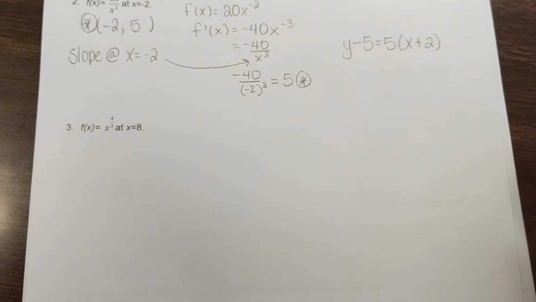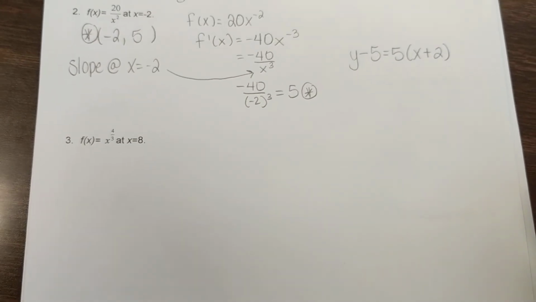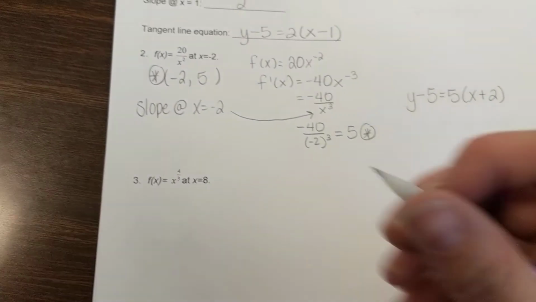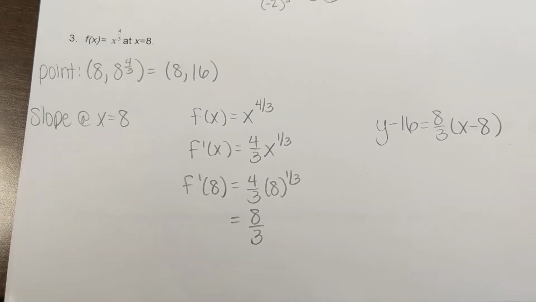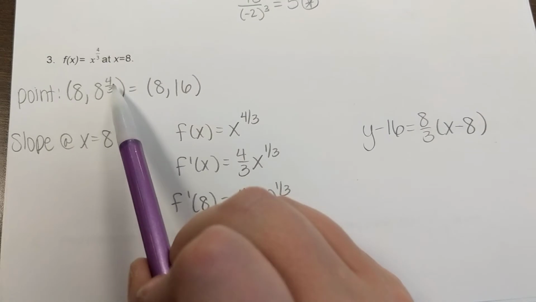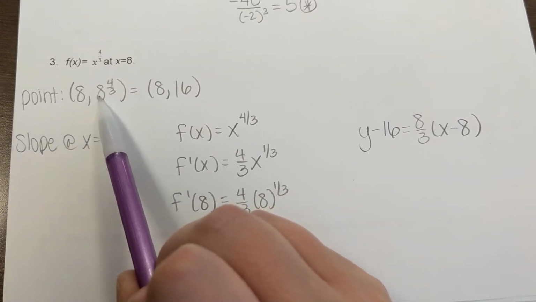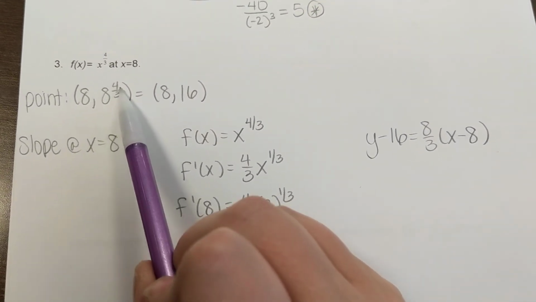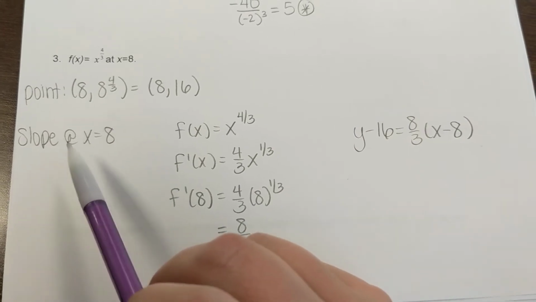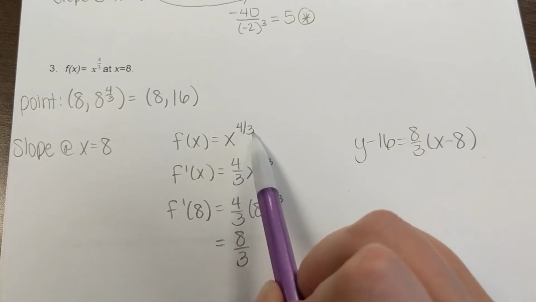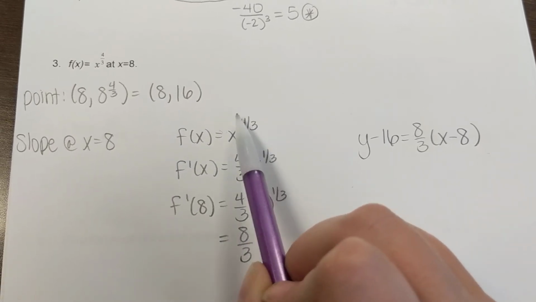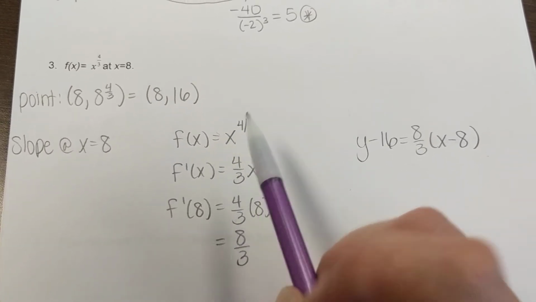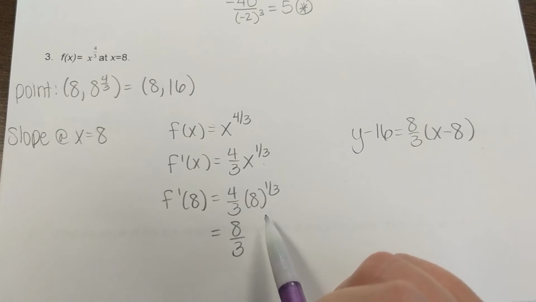All right, I want you to try number 3. So our ordered pair, remember when you do this, you can cube root 8, which is 2, and then 2 to the 4th is 16. My function is x to the 4 thirds, so if I bring that power down and then I subtract 1, I'm subtracting 3 over 3, which is 1 third.